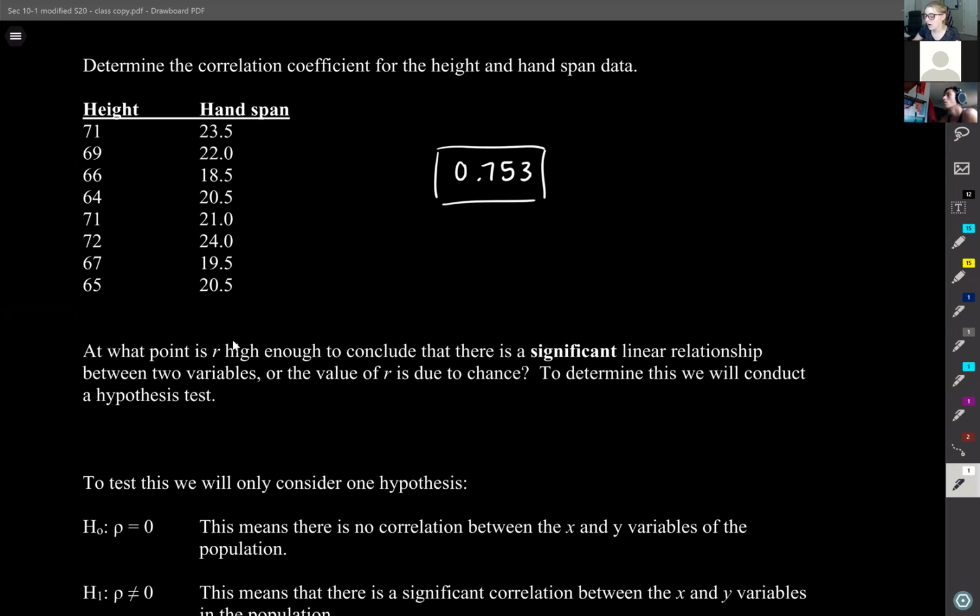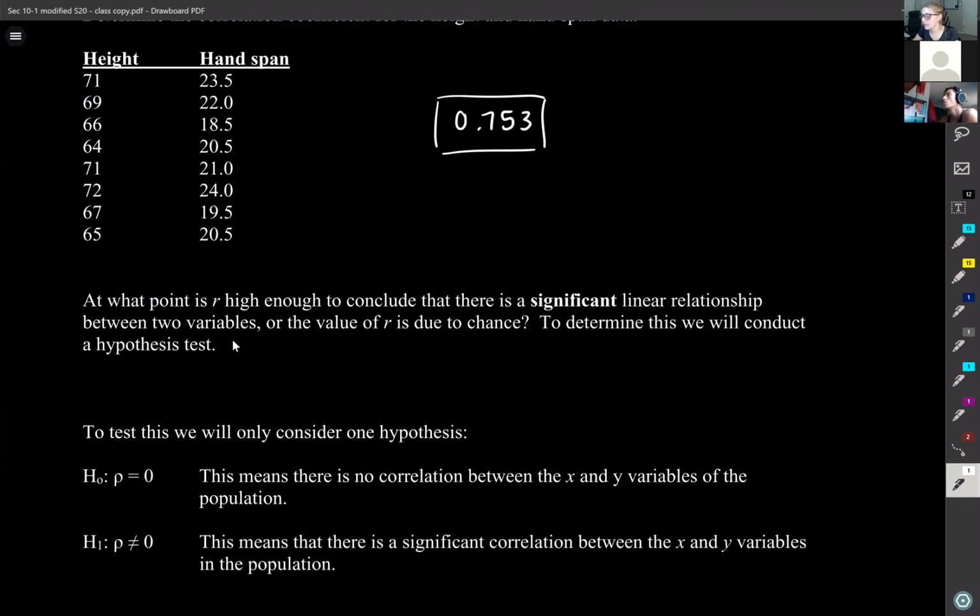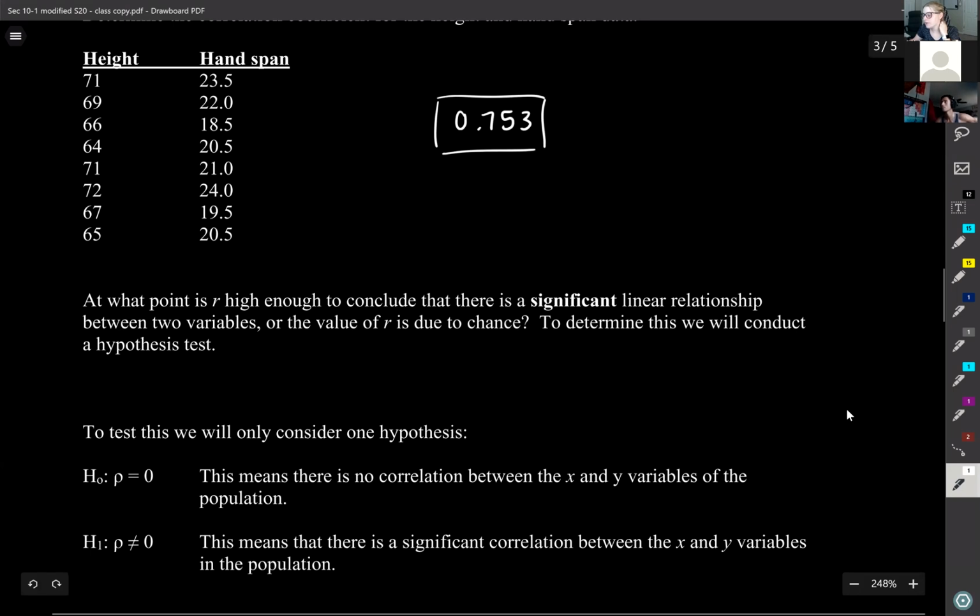So it says, at what point is R high enough to conclude that there is a significant linear relationship between the two variables? Or is the value of R by chance? So did I just randomly get samples of data that happen to be correlated, but that wouldn't happen all the time? So surprise, surprise, to do this, we're going to conduct a hypothesis test. So we'll be doing a hypothesis test to see if there is a significant linear relationship or if we can't conclude that. But I am going to leave that for next class period. So we will do the actual hypothesis testing on Thursday. That's how we'll start class off, and then we'll try and finish 11.1 as well.